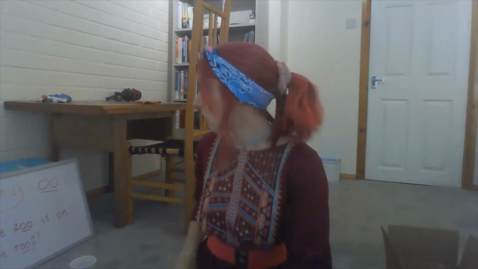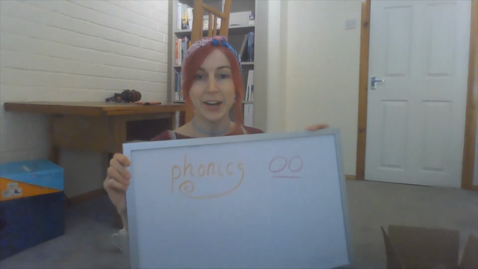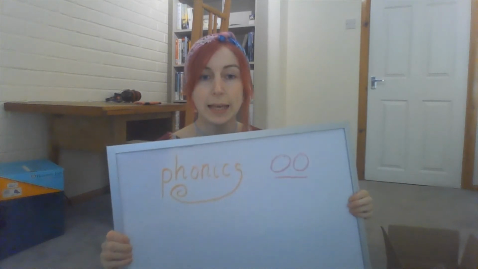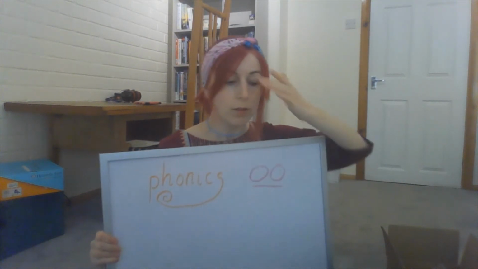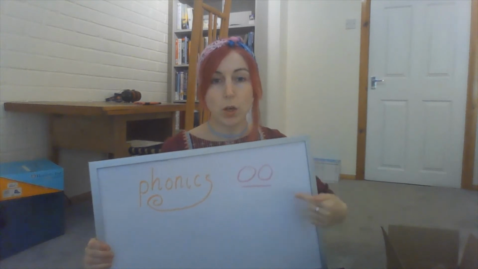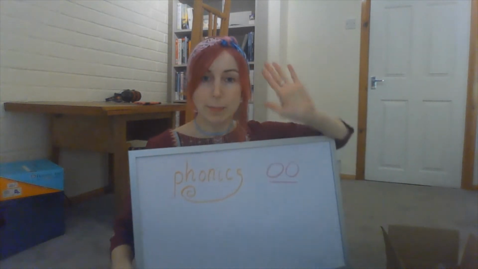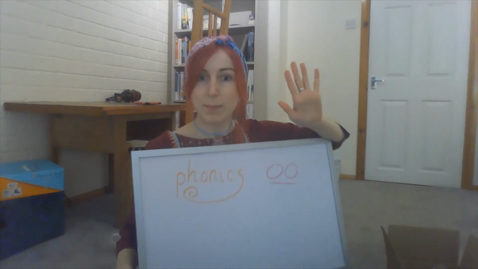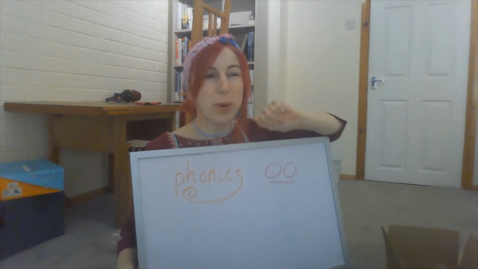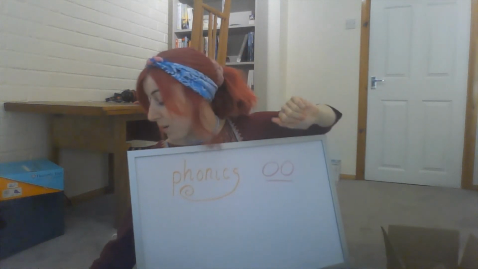Right, it is time for you to get something to write with and something to write on, because it is time for us to do some writing. Okay, time for our writing, and I've left that oo digraph up there just to remind you that that oo is going to be in all the words that we write today. So we need to segment first, don't we? We need to always segment before we write. Make sure we know what graphemes we're writing down.